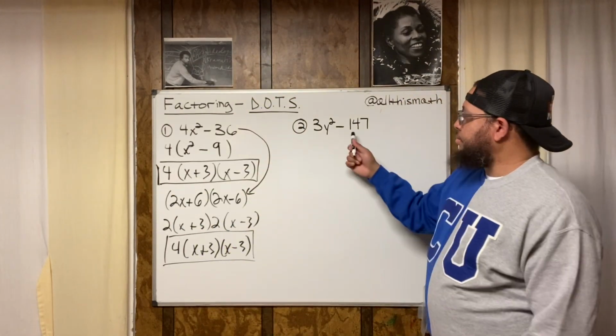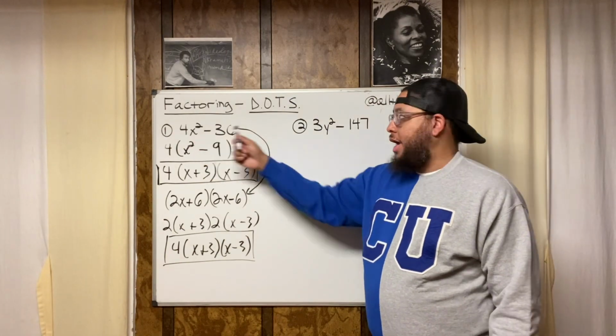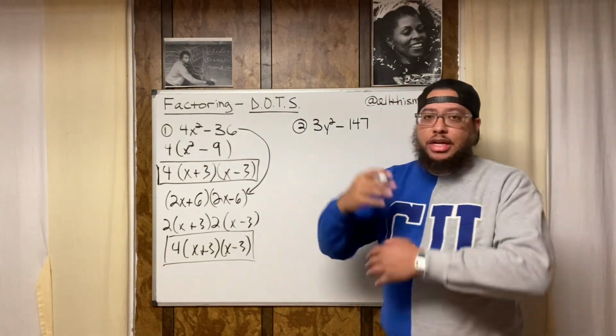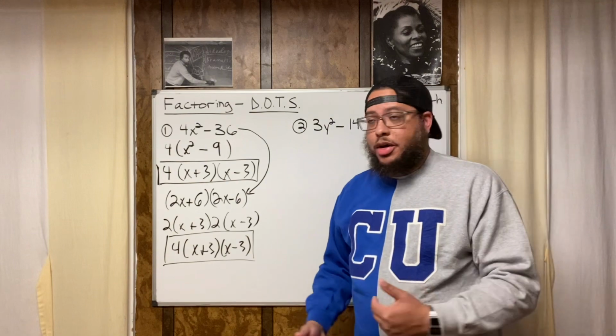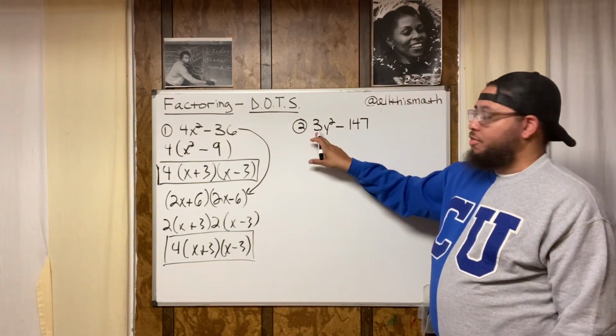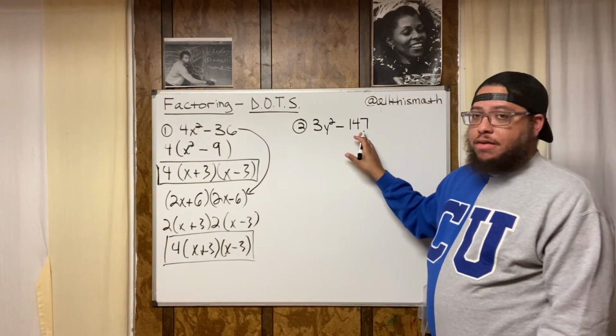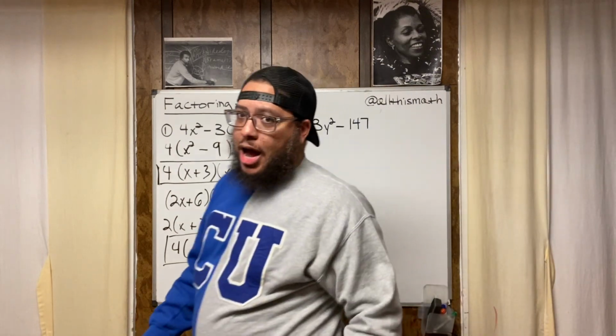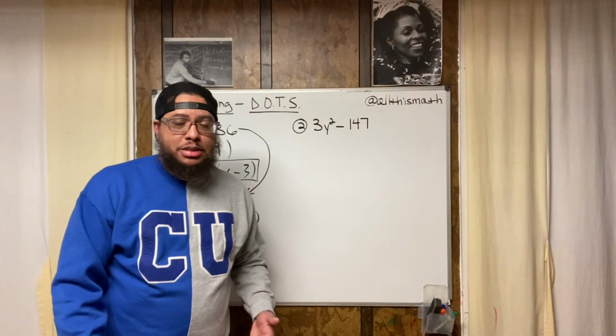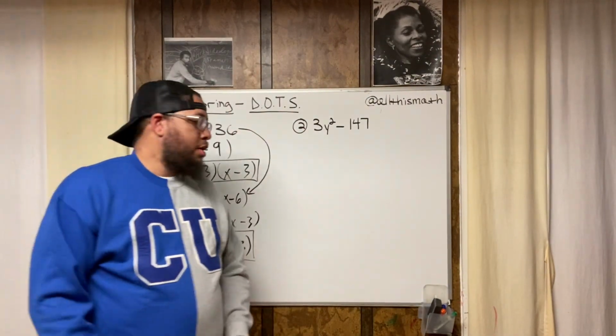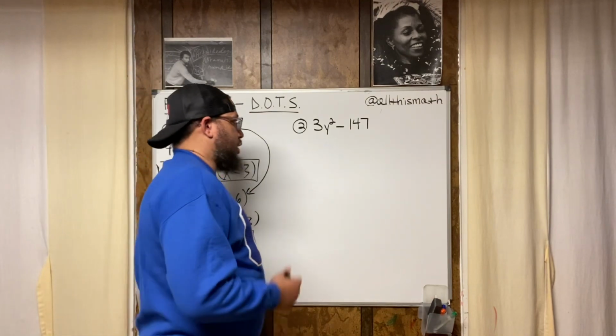Now with this one, we don't have the option that we had with this one of going straight into the difference of 2 squares because 3 is not a perfect square and 147 is not a perfect square. So we don't have those types of options. Sometimes we do have those options. Sometimes we do not have those options. All right. But we do have a GCF.